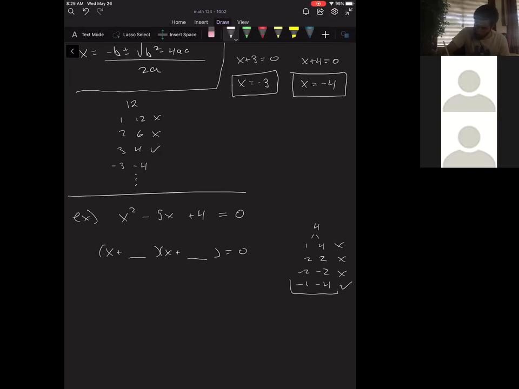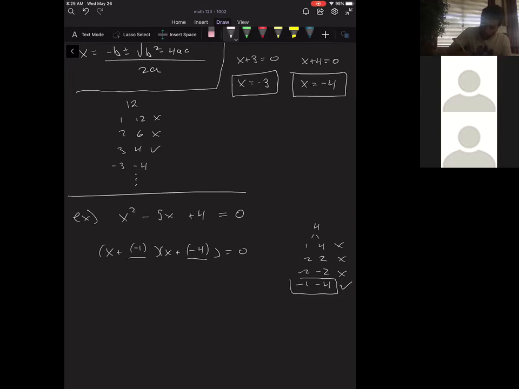So this pair right here, minus 1 and minus 4, if we multiply those together, we get positive 4. And if we add those together, we get minus 5. So those, we're going to plug in a minus 1 right here and a minus 4 right here.